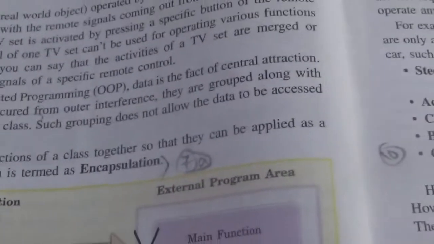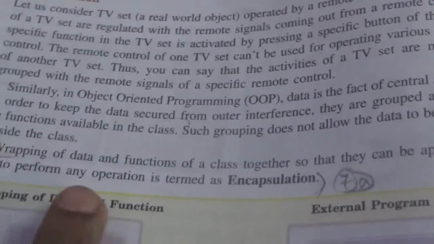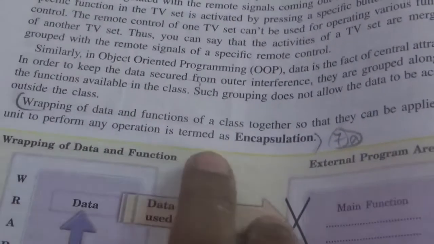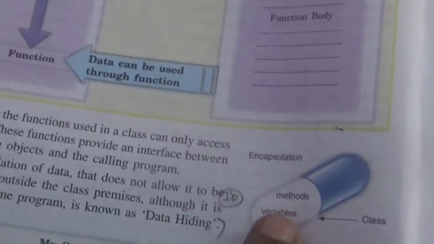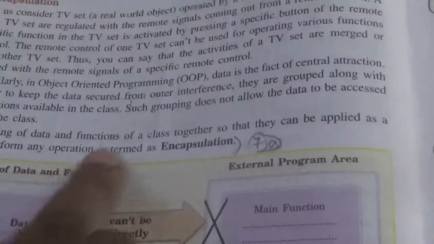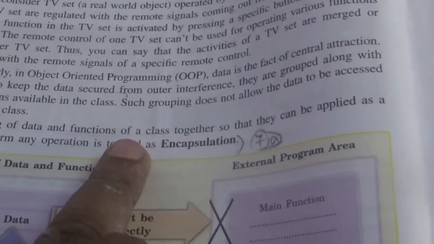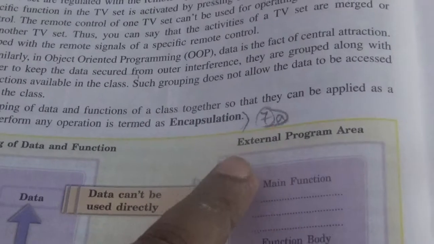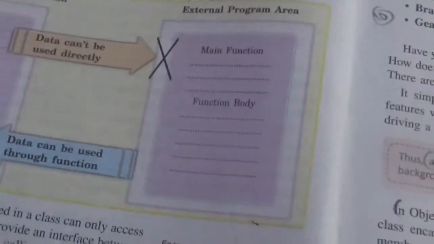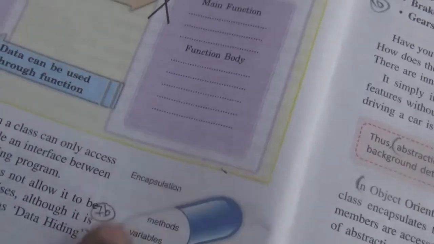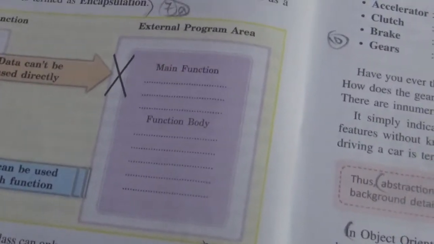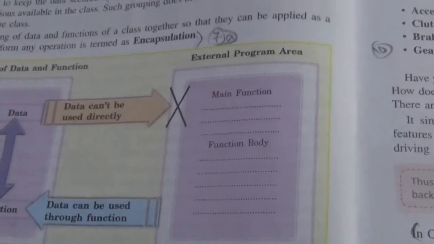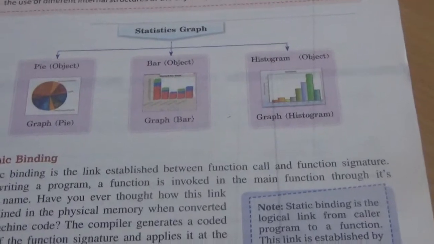How will we define encapsulation now? Encapsulation is the wrapping up of data and function, where data means variables and function means methods, in a single unit, that is, within the class. That single unit of class is known as encapsulation. Is it clear? Now our next feature is inheritance.